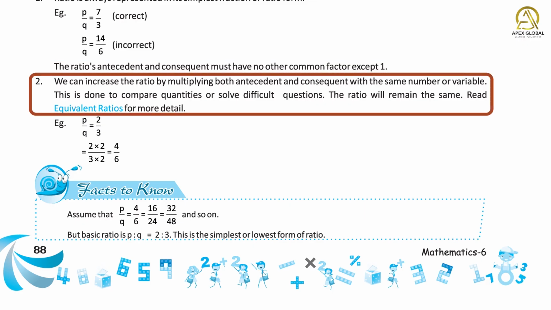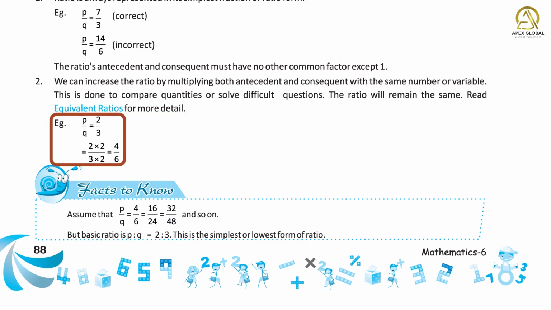Second, we can increase the ratio by multiplying both antecedent and consequent with the same number or variable. This is done to compare quantities or solve difficult questions. The ratio will remain the same. Read equivalent ratios for more detail. Example, P upon Q equals 2 upon 3 is equal to 2 into 2 upon 3 into 2 is equal to 4 upon 6.